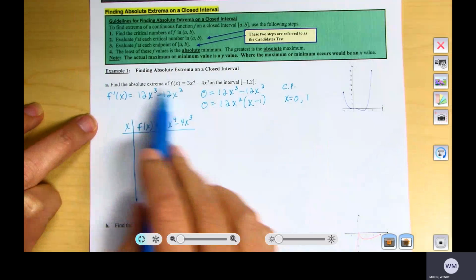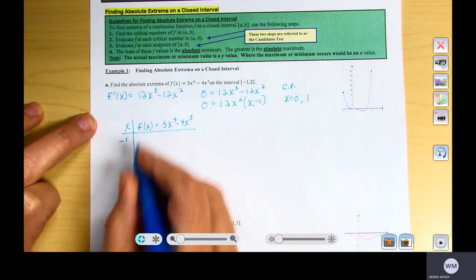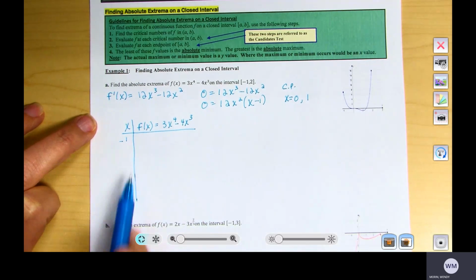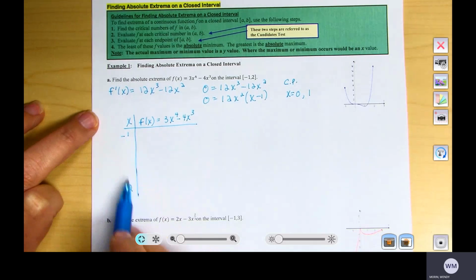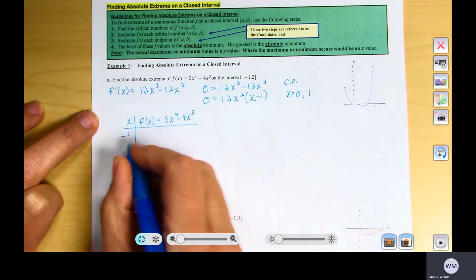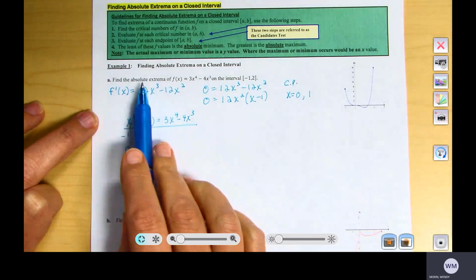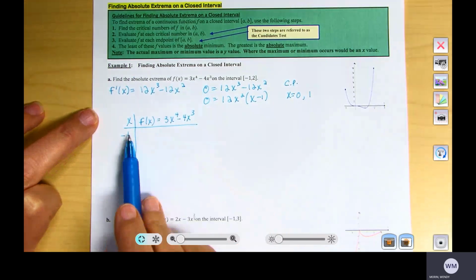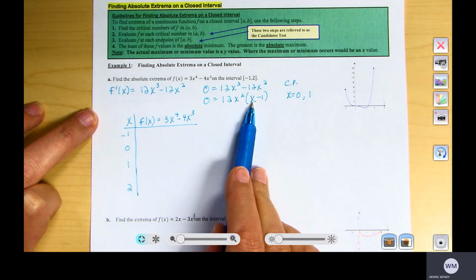So again, we're going to put our endpoints. The endpoints are -1 and 2. And yes, they'll look at your table and make sure that your endpoints are being evaluated. And then your critical points will fall in between. So we have 0 and we have 1. Now we're trying to find the absolute extrema. We're trying to find the absolute y value. So we're going to be evaluating these into the function, not into the derivative.